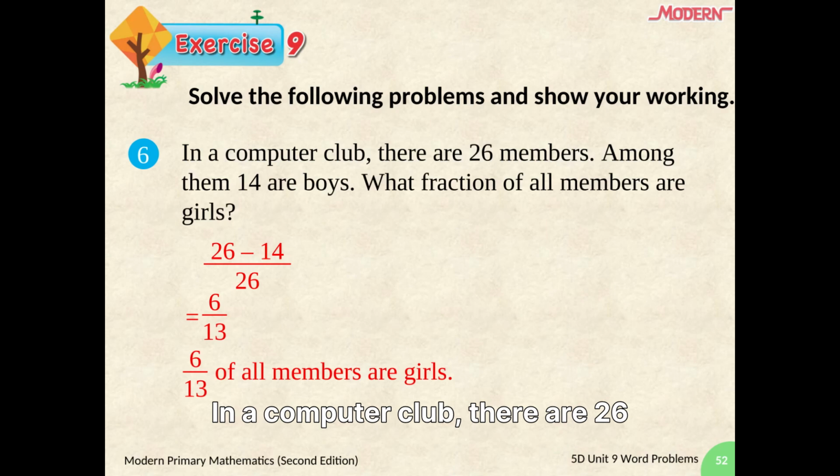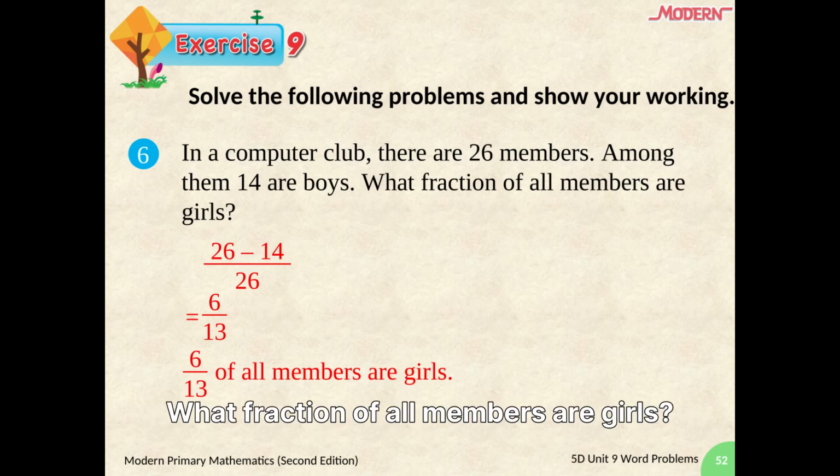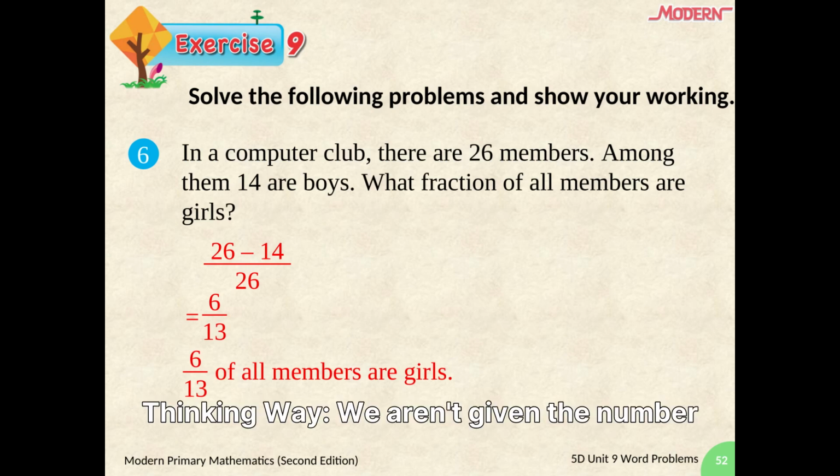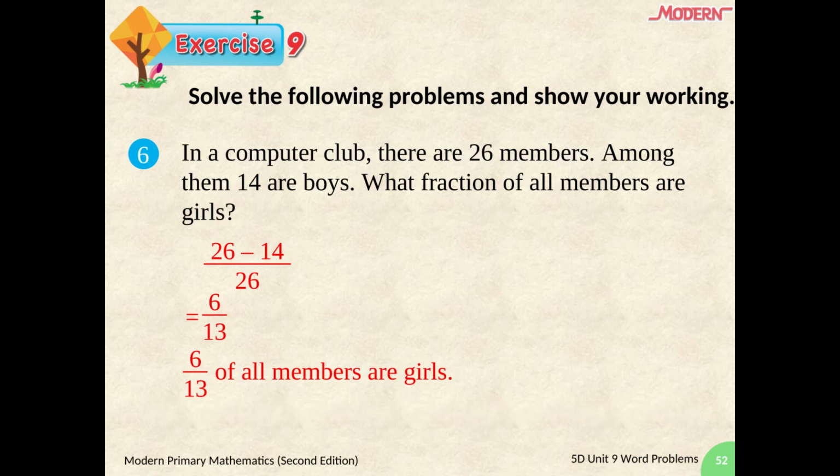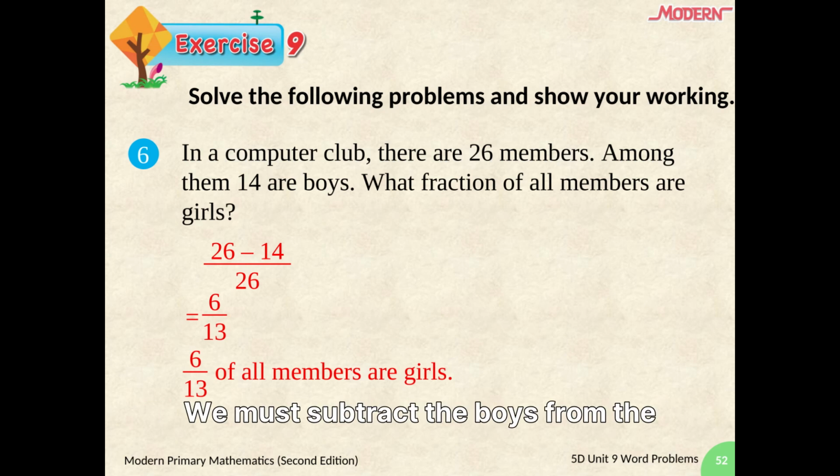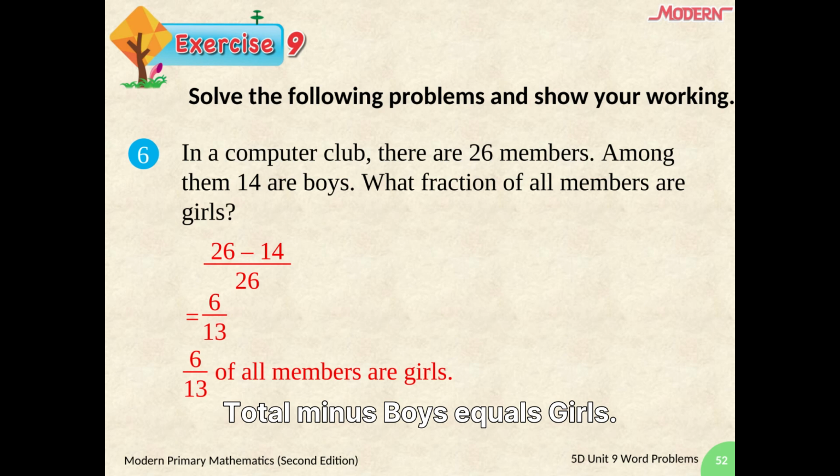In a computer club, there are 26 members. Among them, 14 are boys. What fraction of all members are girls? Thinking way. We aren't given the number of girls directly. We must subtract the boys from the total members to find our part. Total minus boys equals girls. 26 minus 14 equals 12. So there are 12 girls.